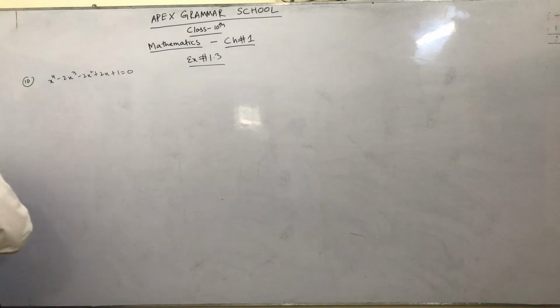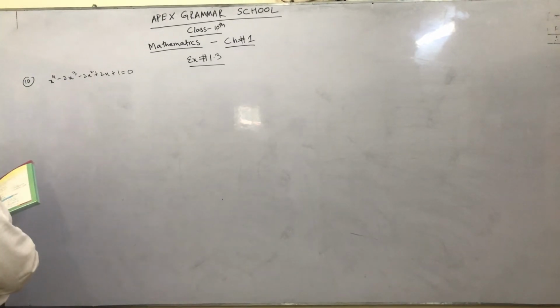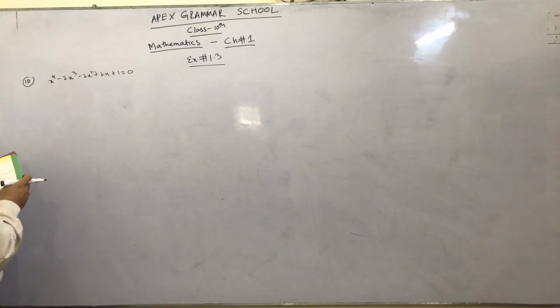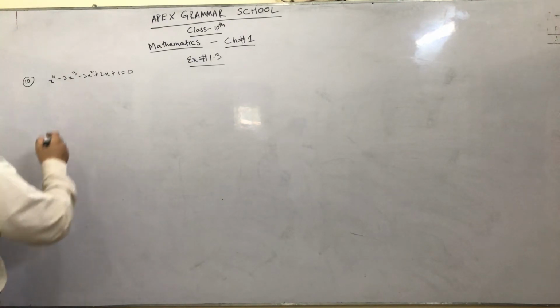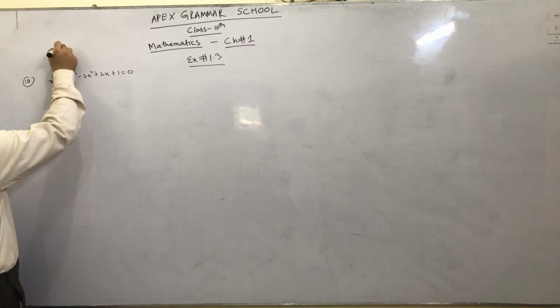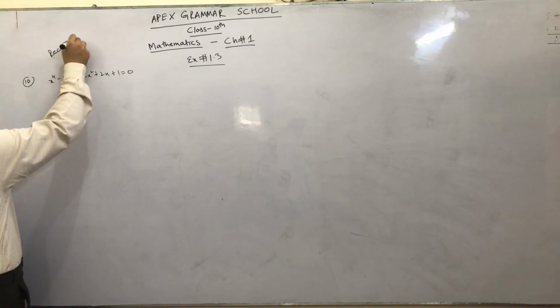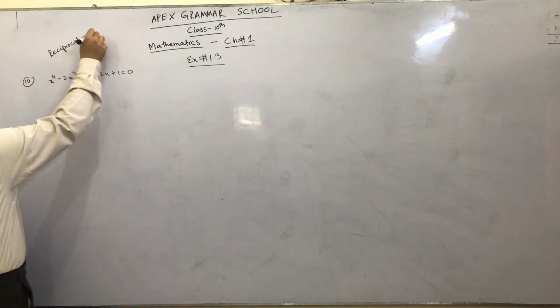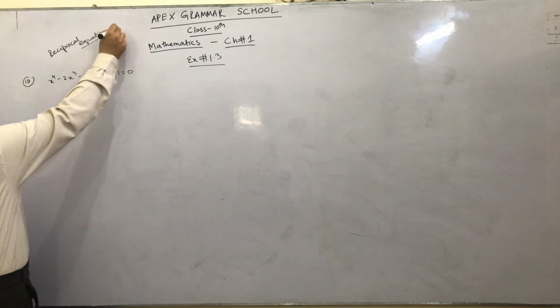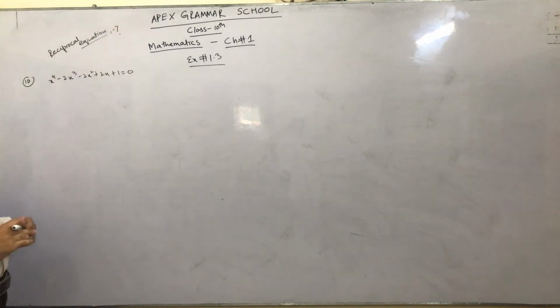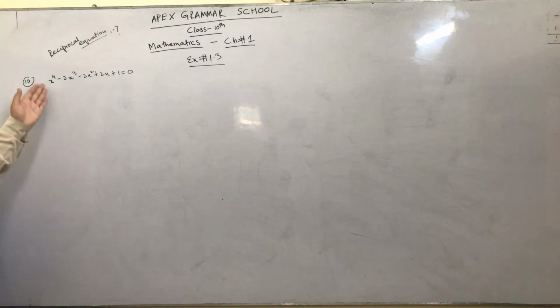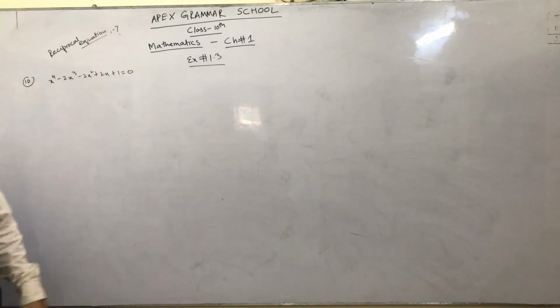You see that this is an equation. This is basically the type called the reciprocal equation. How can we solve the reciprocal equation? First, we have to divide x square on both sides.